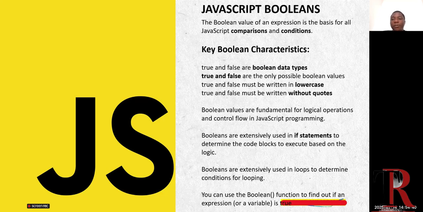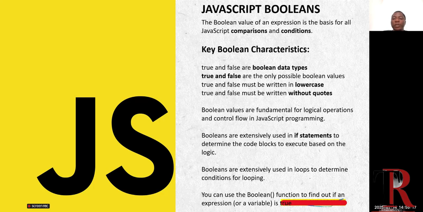Boolean values are fundamental for logical operations and control flow in JavaScript programming. Booleans are extensively used in if statements to determine the code block to execute based on the logic. When it comes to conditional expressions in JavaScript, you definitely need Booleans, because only a truthy or false value can get evaluated in your expression.